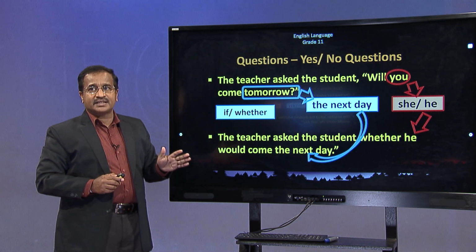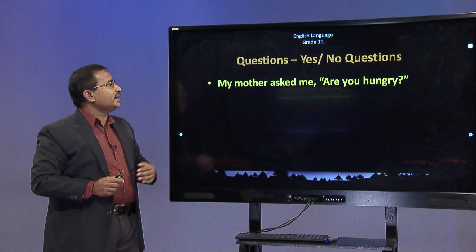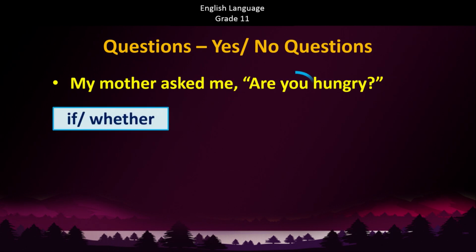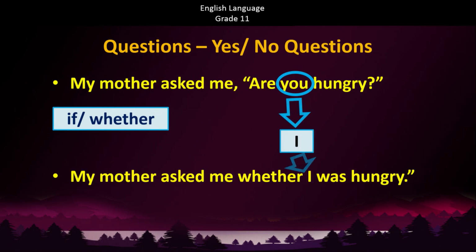The next example, mother asked me, are you hungry? Right? This is a yes no question. So, you have to use either if or whether in order to combine these two. You should be converted into I, and then are you hungry? The question form should be converted into the form of a sentence. My mother asked me whether I was hungry.